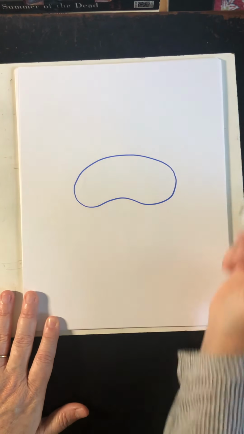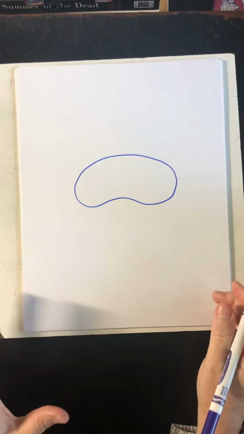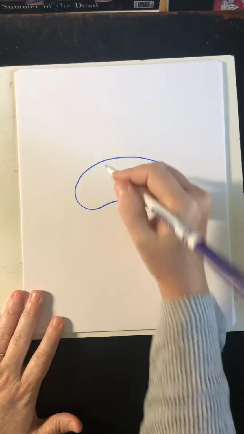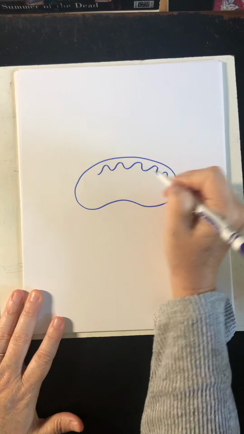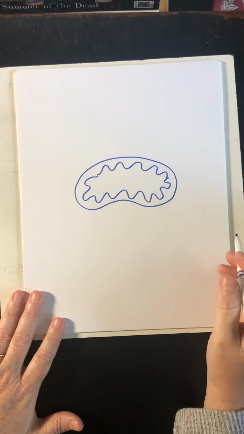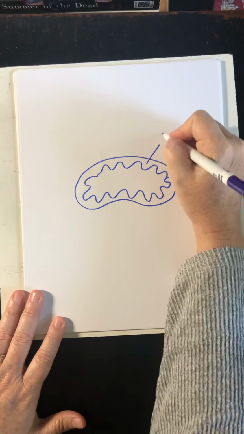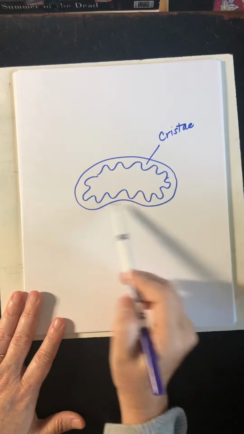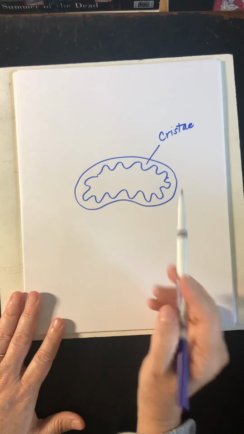On your paper, draw your mitochondria. Draw it as large as you can. I can't draw it very large because of the screen size. But on the inside of the mitochondria is an inner folded membrane. This is your cristae, and cristae is the actual membrane, so it's like a double layer, and this is the inner layer, and it's folded.